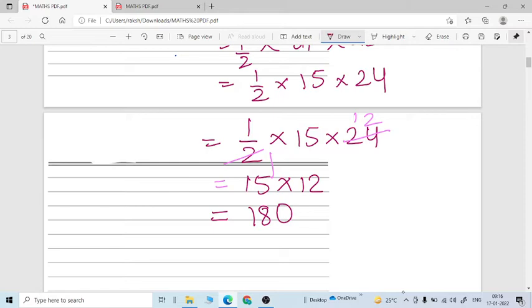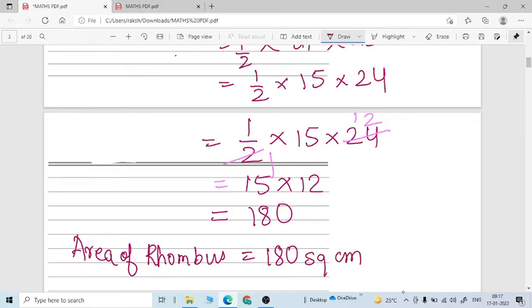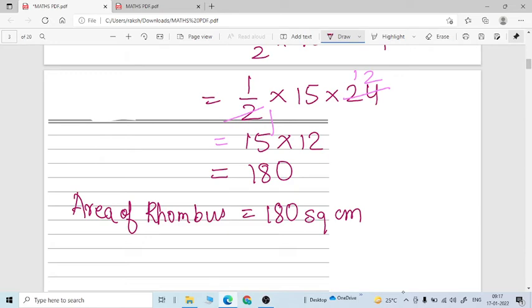Now let's write the statement. Area of rhombus is equal to 180 square centimeters. In part 1, I always said that for finding the area we have to write square centimeter or centimeter square. Now let's move on to the second question.